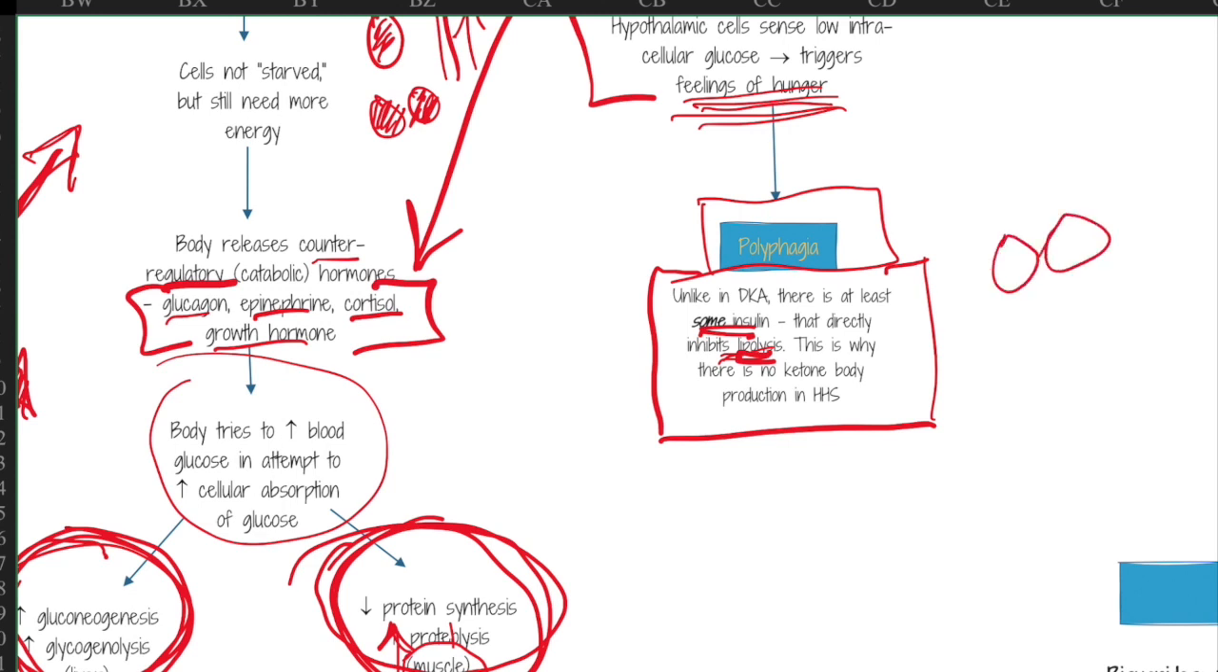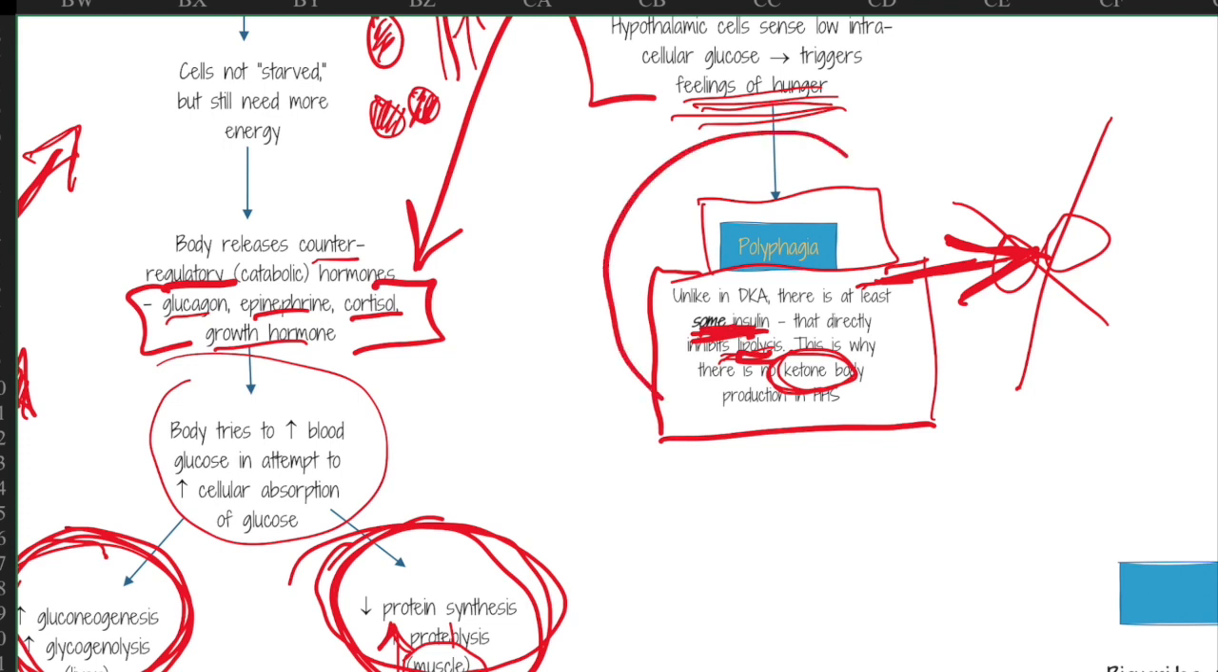But one of insulin's jobs is to stop lipolysis. And because there is some insulin, it does its job there, and it stops the breakdown of fats in your body. And so because of that, you don't have that release of ketones. And that's why we don't call this ketoacidosis. We call this something else because of what I'm about to explain.